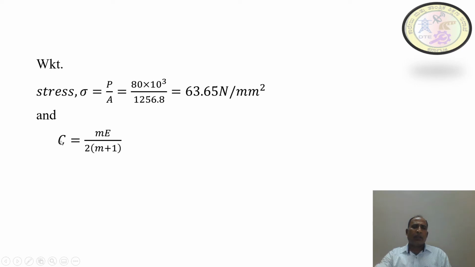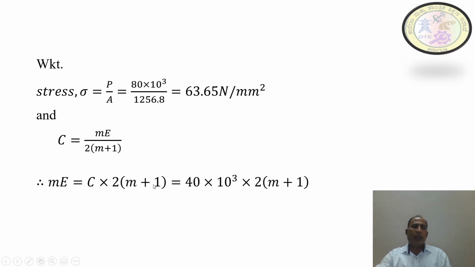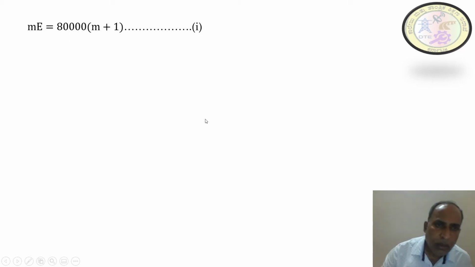As we know the value of C, that is 40 into 10 raised to 3 Newton per mm square, and we don't know the values of m and E, so there are two unknowns. So we convert this equation in terms of mE. Therefore, mE is equal to C into 2 into (m plus 1), that is 40 into 10 raised to 3 into 2 into (m plus 1). So mE is equal to 80,000 into (m plus 1). We consider this as equation number 1.